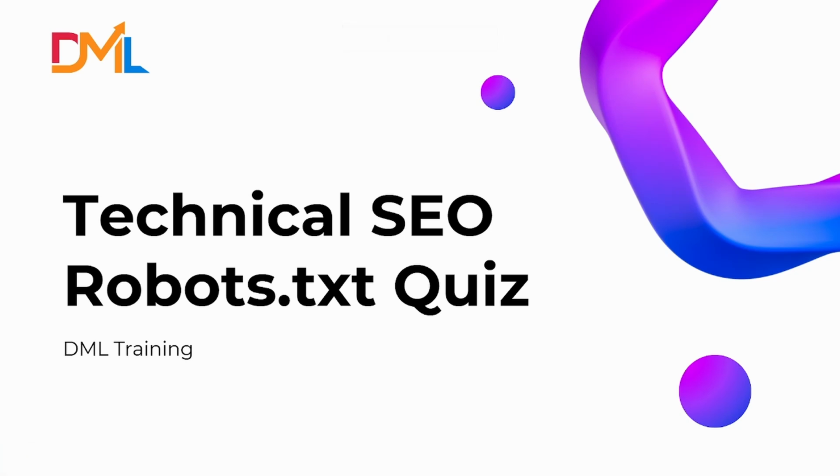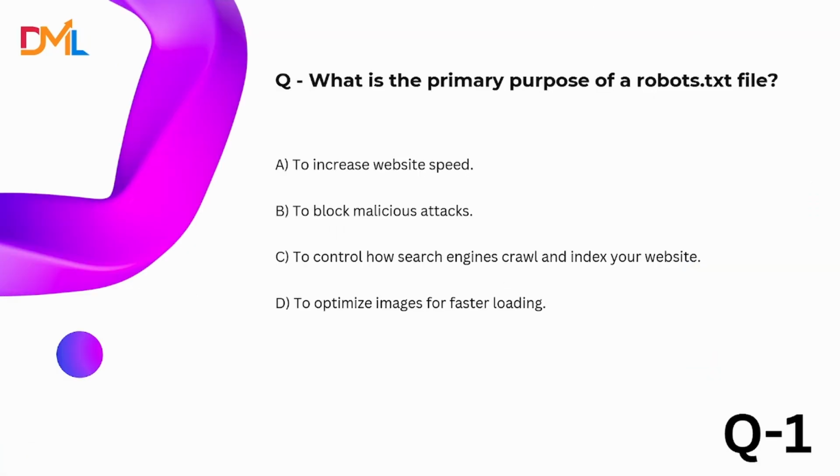This is a technical SEO quiz for the robots.txt. So what is the primary purpose of a robots.txt file? Answer C, to control how search engines crawl and index your website.